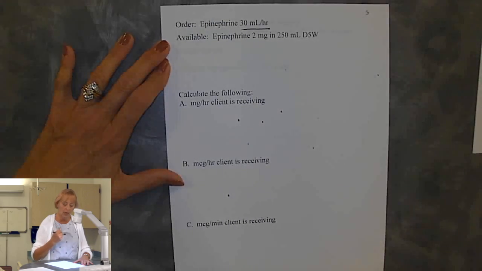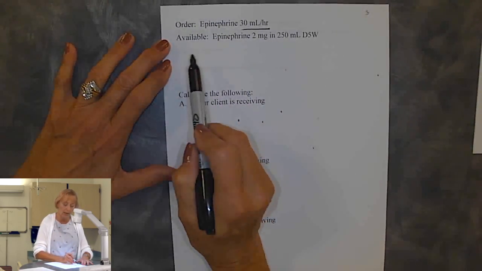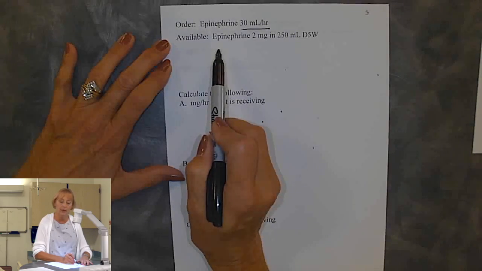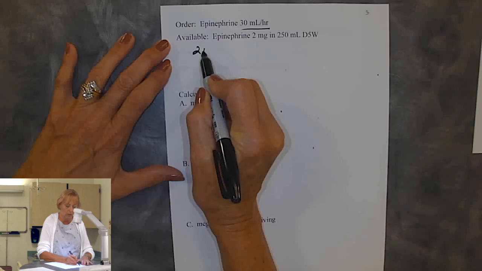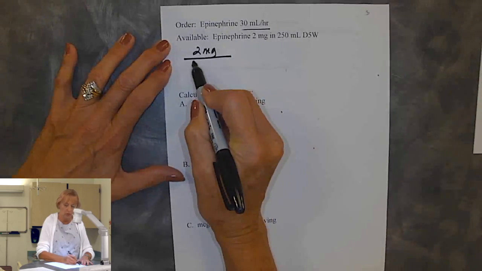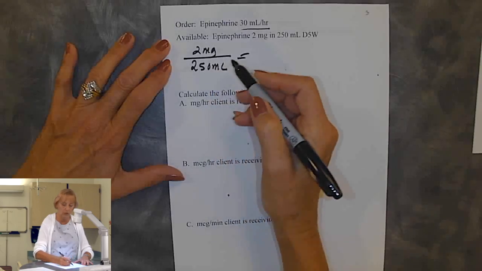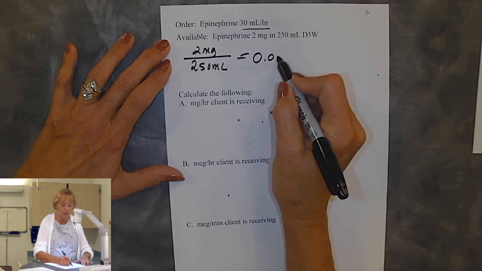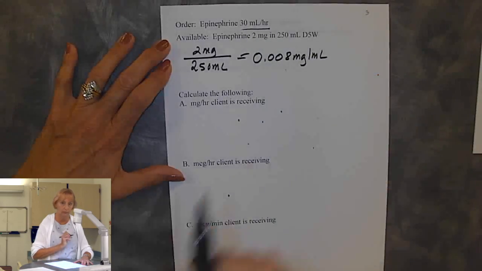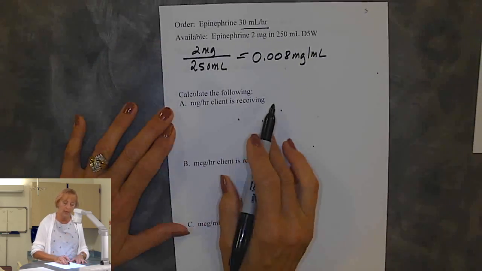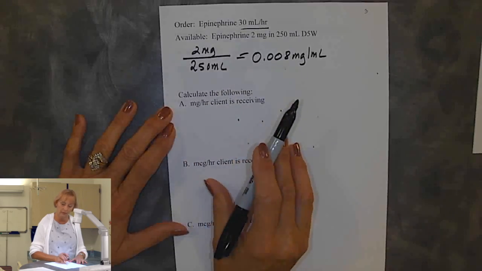So the first thing that I do is I reduce what I have to find out how much I have in 1 ml. So I'm going to do 2 milligrams in 250 mLs. And if you divide 2 milligrams into 250, you find out that you have 0.008 milligrams per ml. So then I want you to calculate the following. How many milligrams per hour is your client receiving?